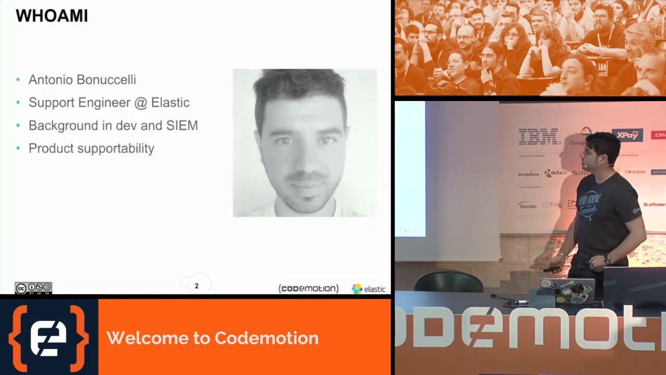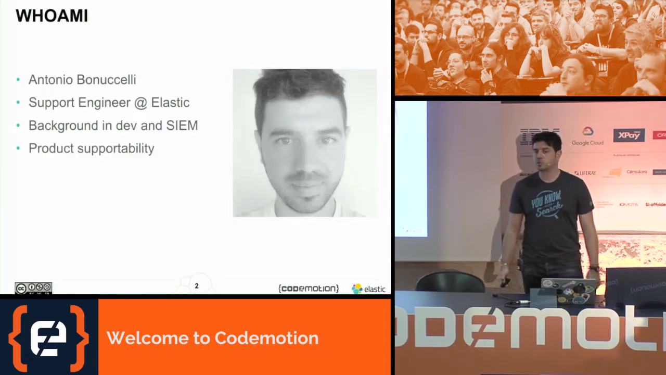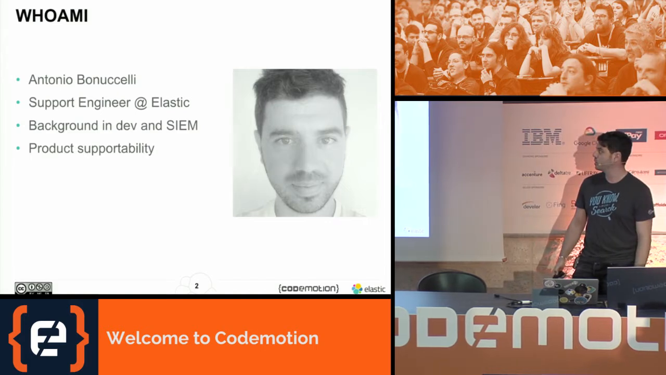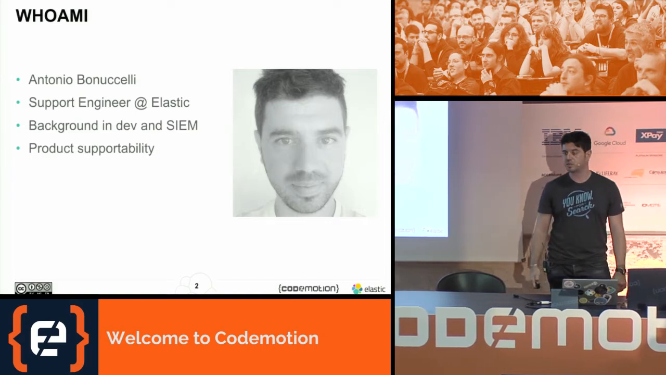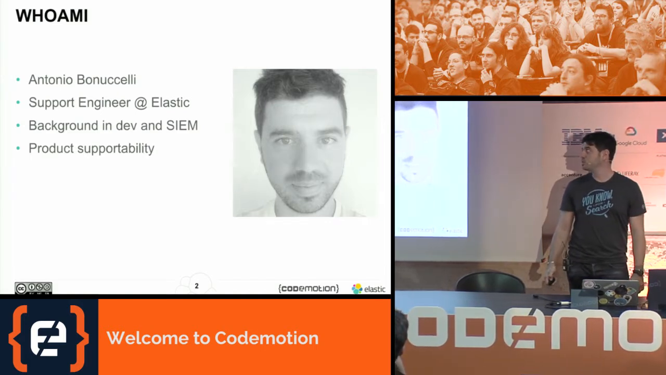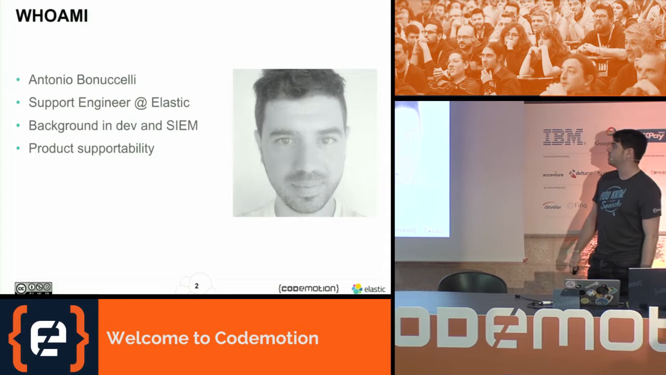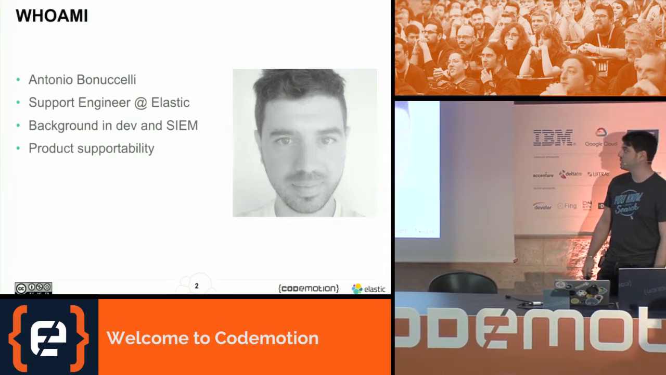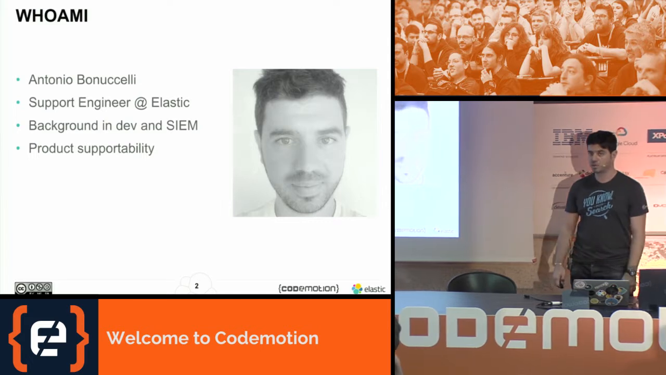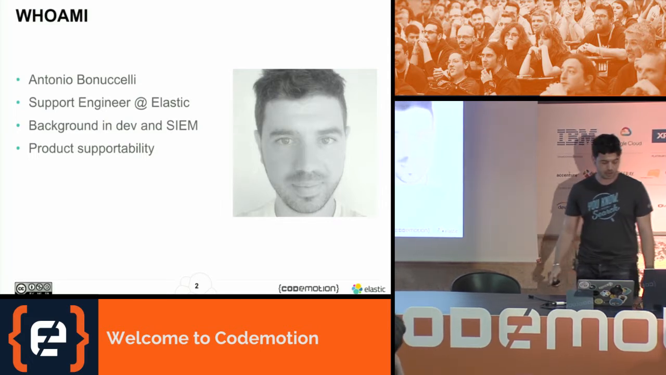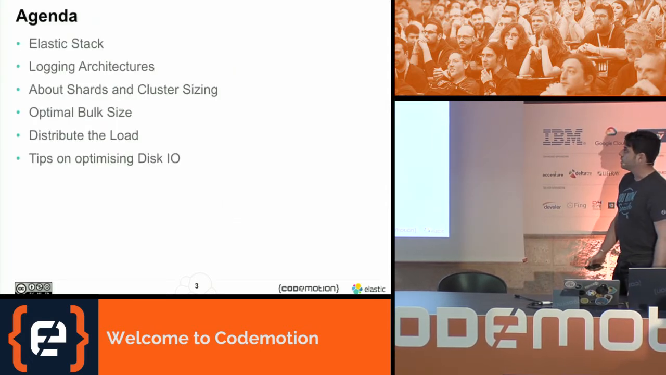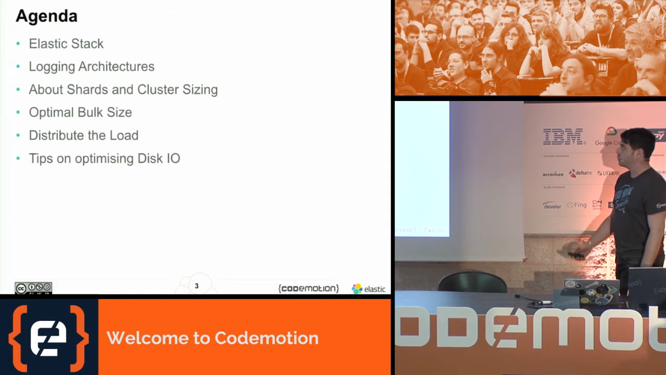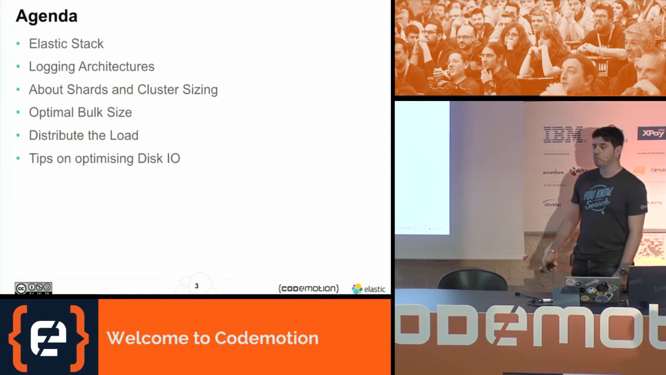So, a little introduction about myself. My name is Antonio Bonuccelli, and I joined Elastic back in 2014. I work as a support engineer. I have some background in development and security information event management, and these days I focus on product supportability at Elastic.